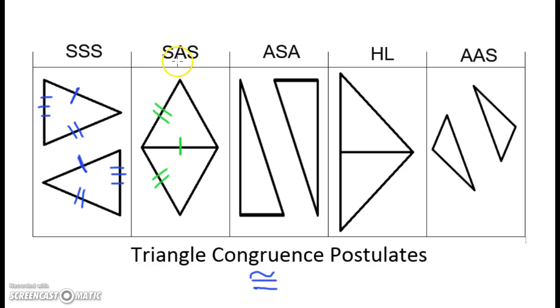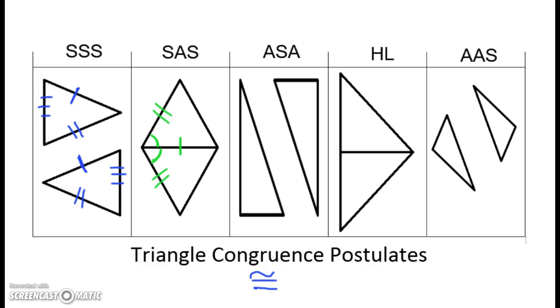But in order to use side, angle, side, I need two sides and the angle that's in between them. So if I have side 1 and side 2, I would need this angle. And this side and this side, I would need this angle. And so now this picture shows these two triangles congruent by side, angle, side.